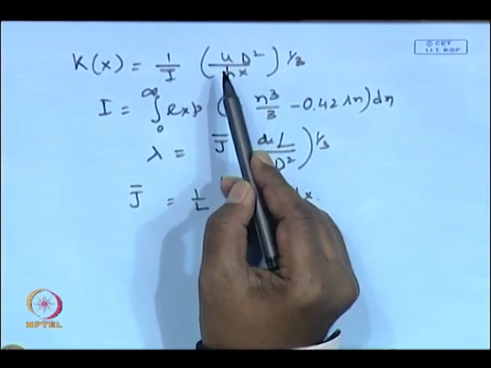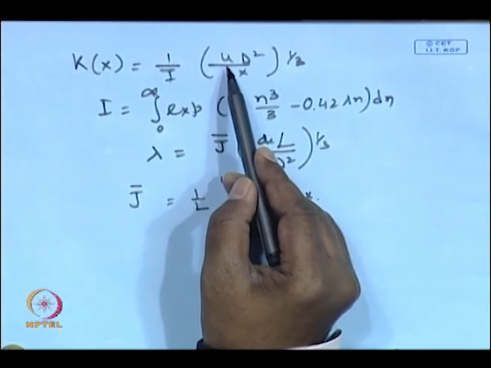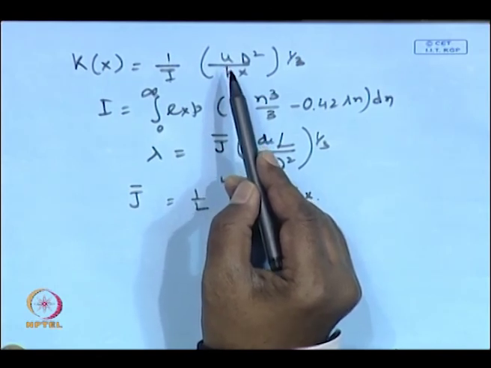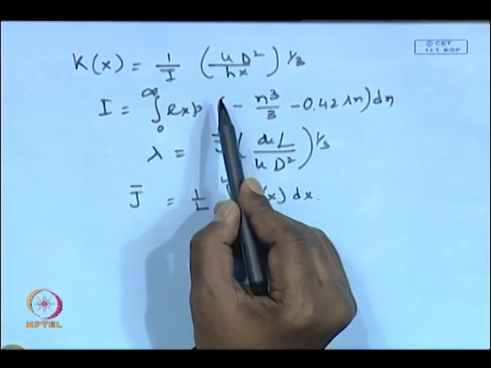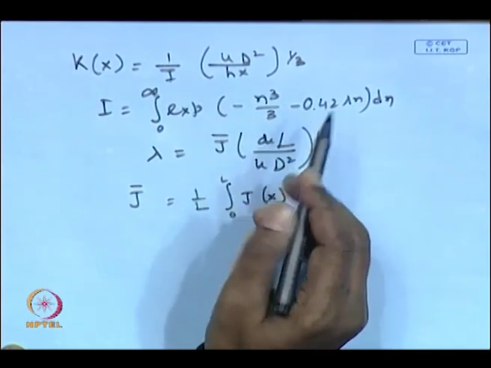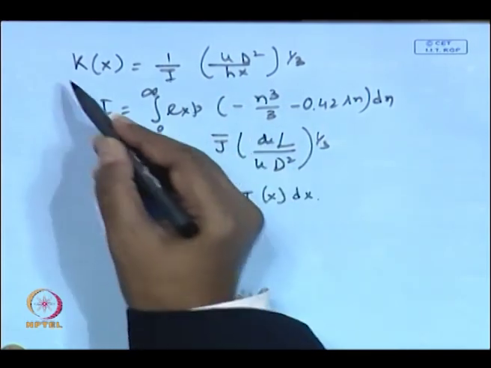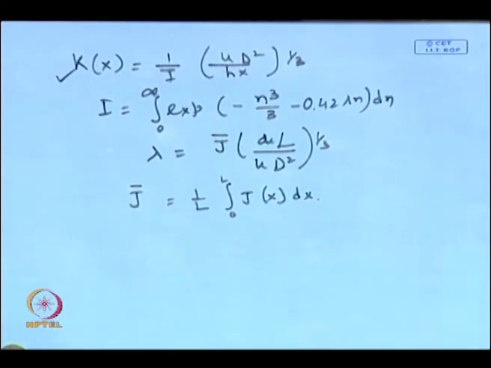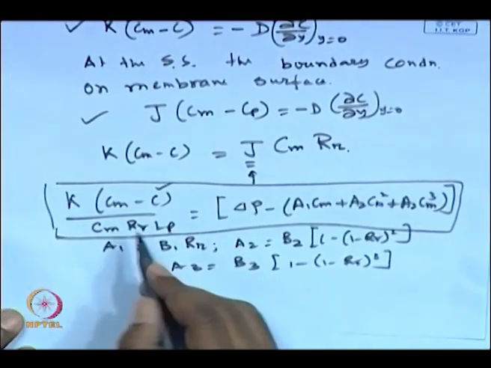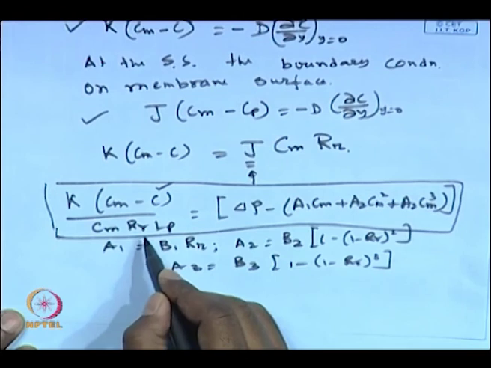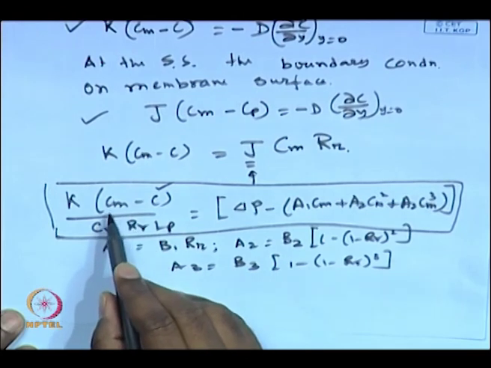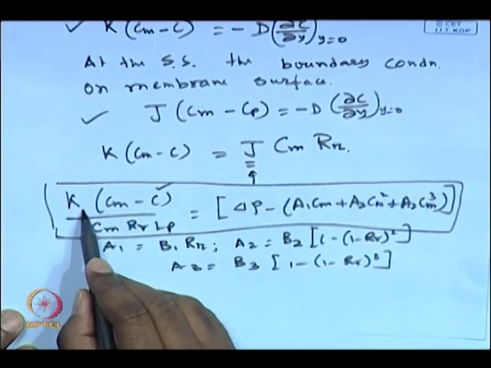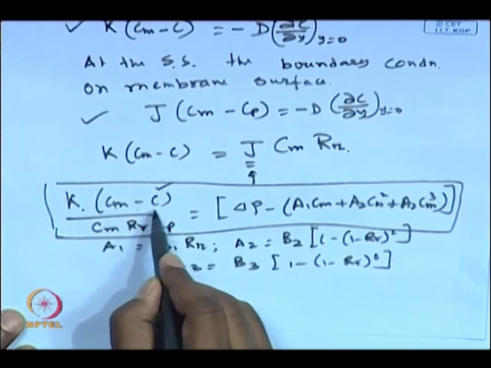U is basically the bulk velocity we are talking about. This was replaced by U naught earlier. This bulk velocity is now a function of x, and we have a governing equation for U, du dx is equal to something. Okay. So once you can calculate the value of U, K as a function of x will be known. So this gives you the relationship between Cm and C.